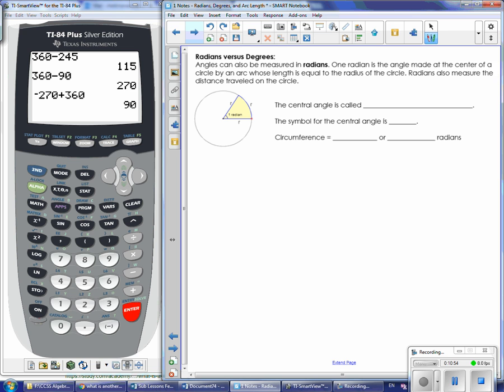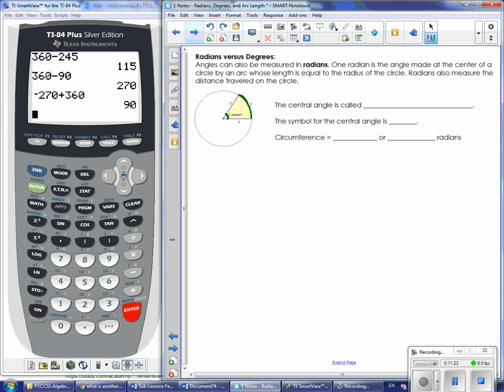Okay, so we also can measure angles using something called radians. A radian, instead of measuring this part of the angle, is measuring this part of the angle. We're just looking at the same angle but from a different perspective. A radian is the angle made at the center of the circle by an arc whose length is equal to the radius of the circle, which I think is kind of confusing. Radians also measure the distance traveled on the circle.